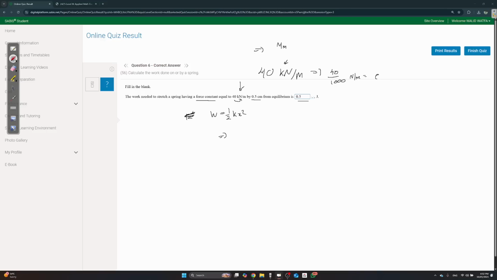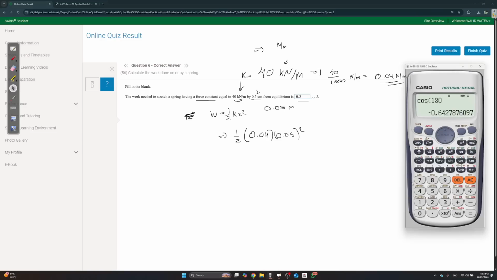So 40 divided by 1,000 newton per meter, you're going to get 0.04 newton per meter. So your k value is equal to this. This is what we're going to use. And 0.5 centimeters, we can't have it in centimeters. We have to make it in meters. So 0.05 meters. So let's go half times k, 0.04, times 0.05 squared. I don't know how this is going to end up with 0.5, but let's see. 0.5 times 0.04 times 0.05 squared.